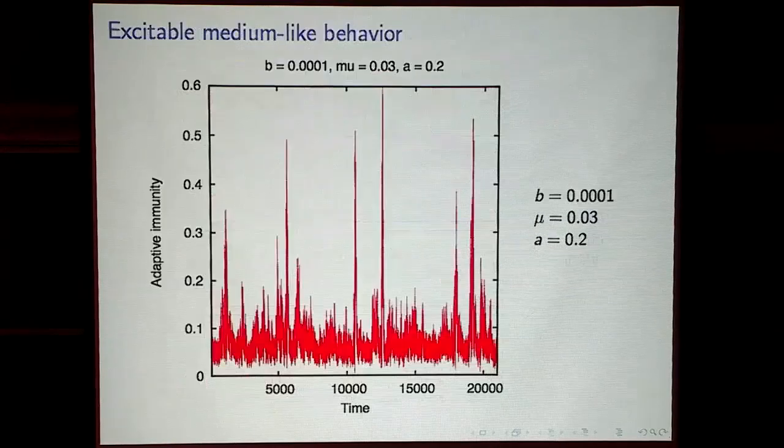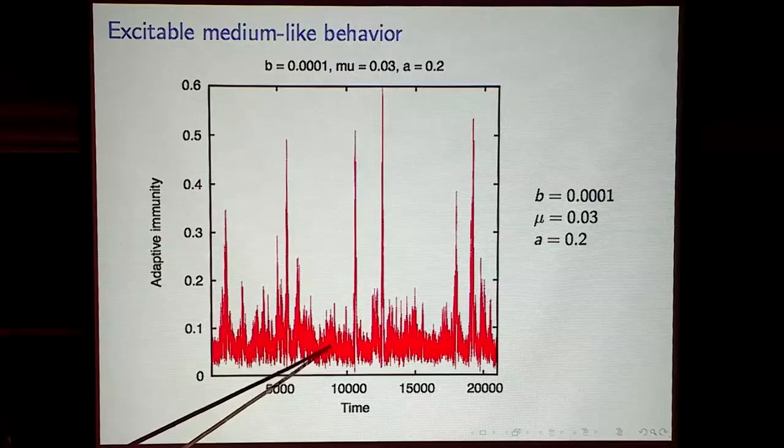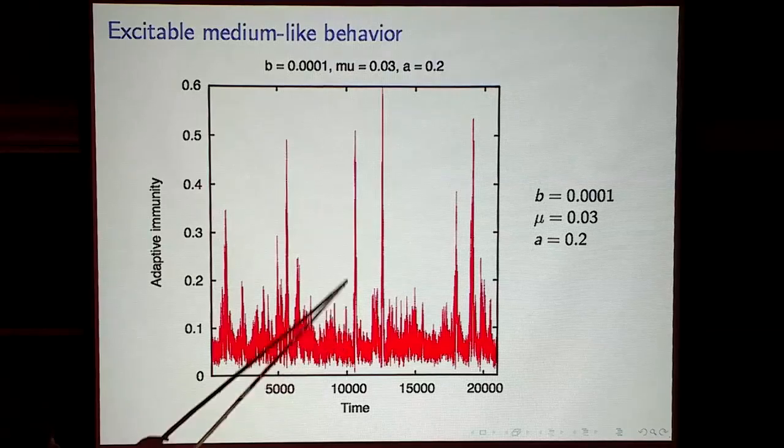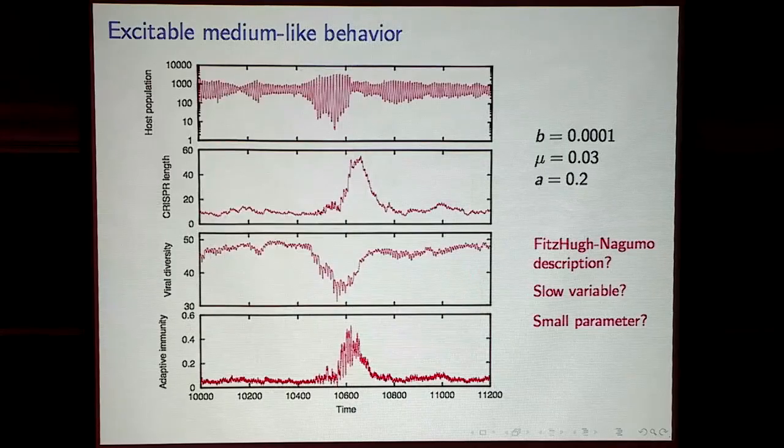In another parameter regime, what we see is an excitable medium-like behavior where the system oscillates around a mean, performs small excursions around the mean, and every now and then it performs a very large excursion. This is reminiscent of, say, heart cells or any sort of excitable medium, which is either driven or it can perform stochastic long excursions. And here's this excursion in detail.